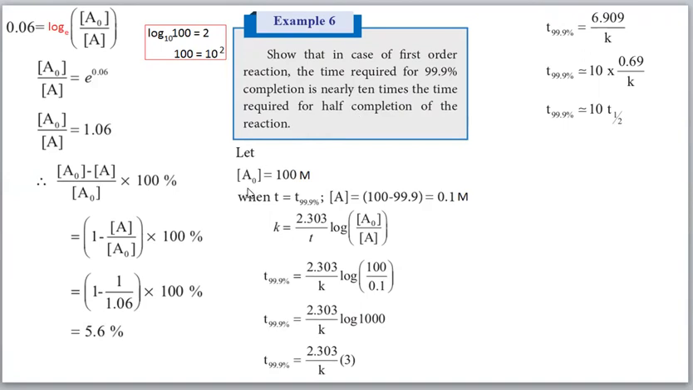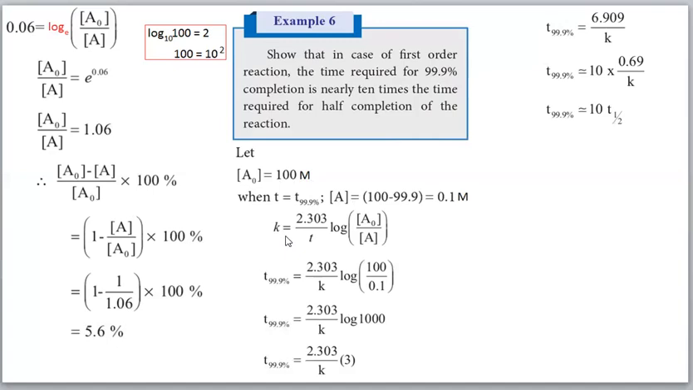Let A0, the initial concentration, be equal to 100 molarity. Since percentage is given here, we can write 100 molarity as the initial concentration. When time t is 99.9%, the concentration of A, which means the quantity remaining after time t, is as follows. Here the reaction is 99.9% completed. The remaining is 100 minus 99.9, equal to 0.1 M.